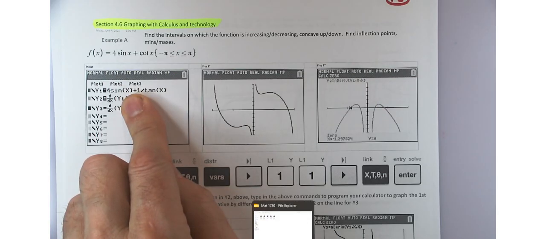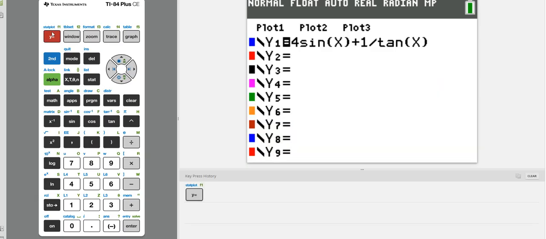Now when you're plugging the function into your calculator, you might be looking for that cotangent button. It is not tan to the negative first. What's tan to the negative first going to give you? The inverse tangent or the arctangent, depending on the language you want to use. But it's one of the two. It's not the cotangent.